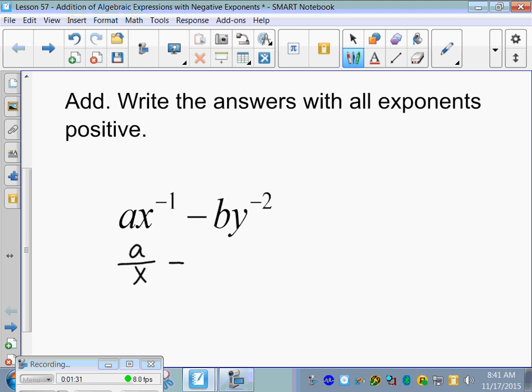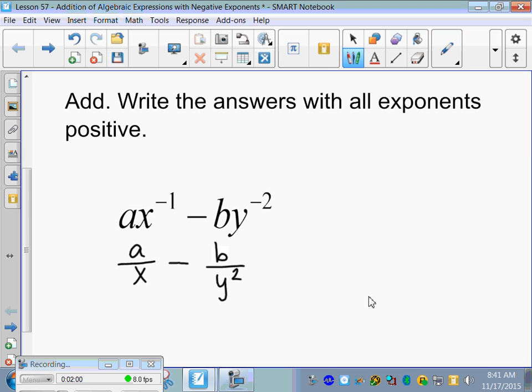All right, I'm going to carry down my negative. Now I have this guy right here, b y to the negative 2. What is this one going to be with all positive exponents, Ella? B over y squared. All right, a over x minus b over y squared. Now I need to add them, basically subtract them because I have this minus sign. It's just like adding the negative.